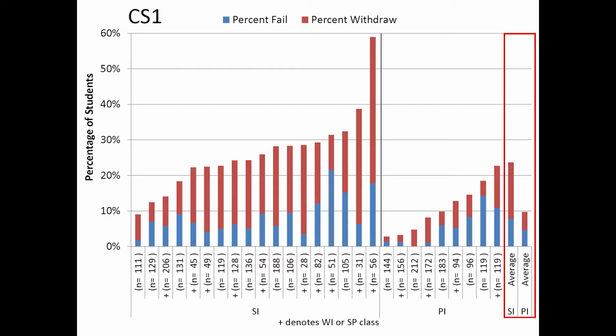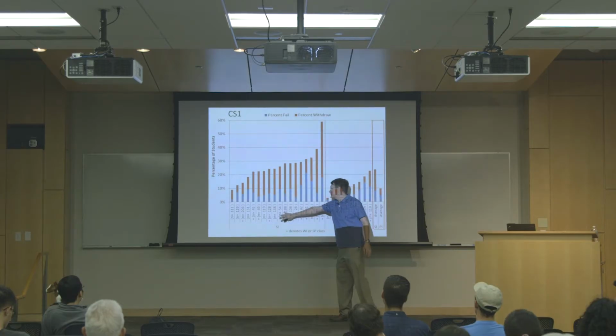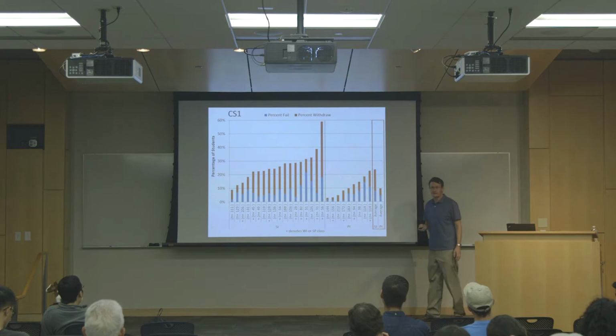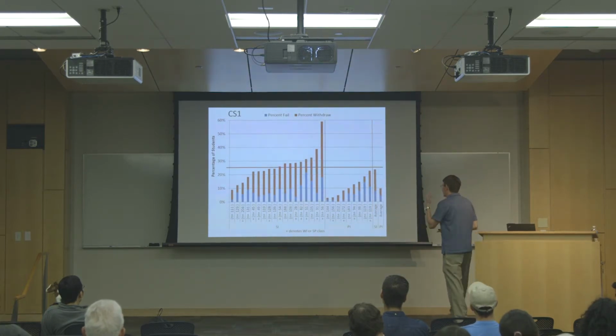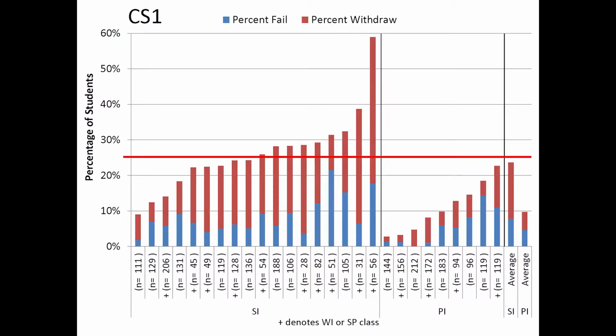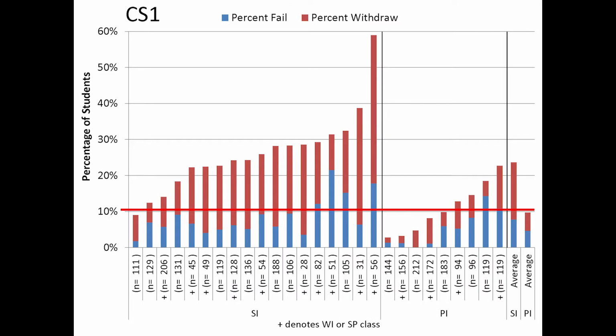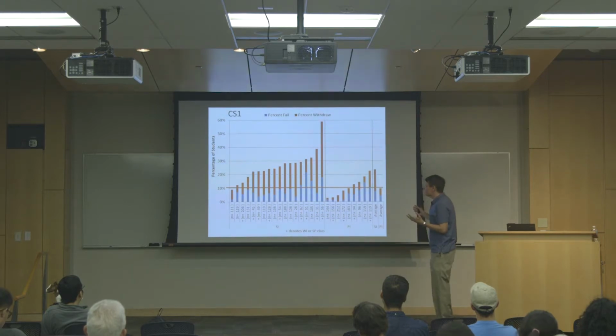Fail is blue, red is withdraw, and these are the standard instruction classes and these are the pure instruction classes. And it's so telling, this data, right? The average standard instruction class is worse than the worst pure instruction class. The average pure instruction class is on par with the very best standard instruction class. And when we saw this, we had to start being skeptical.